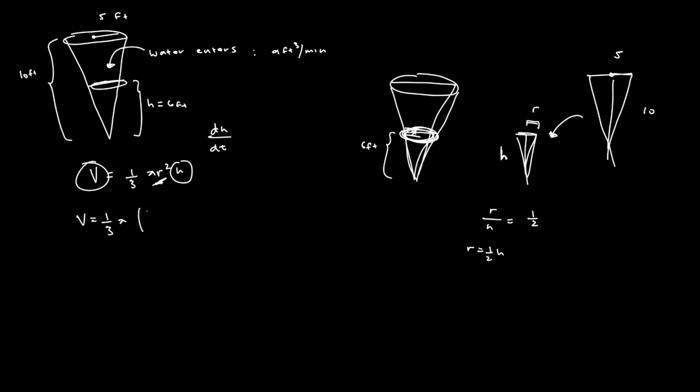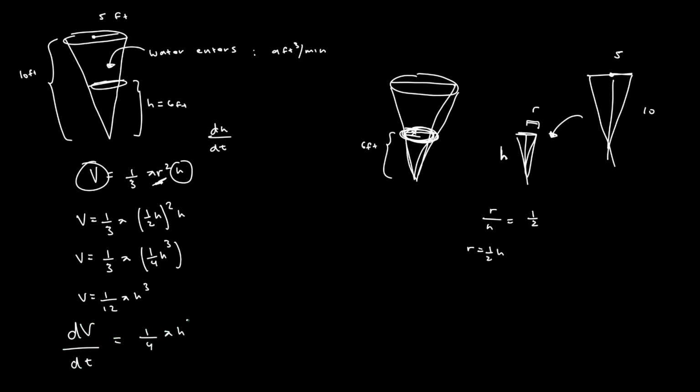times 1/2 h squared times h. So volume is equal to 1/3 pi times 1/4 h cubed, and then volume is equal to 1/12 pi h cubed. And now we can go with our related rates, so dV over dt is simply equal to 1/4 times pi h squared times dh over dt.